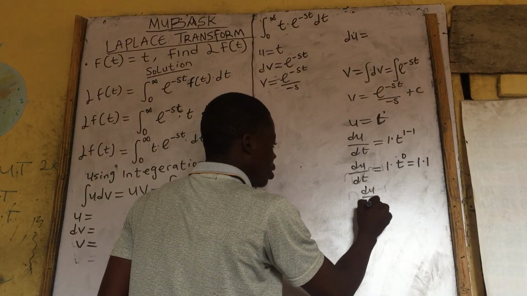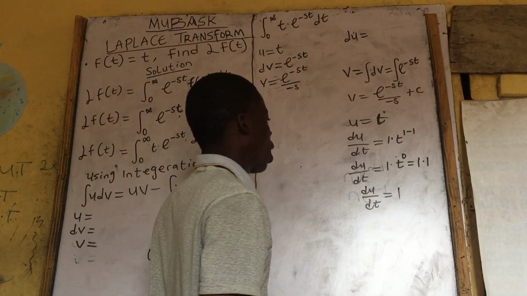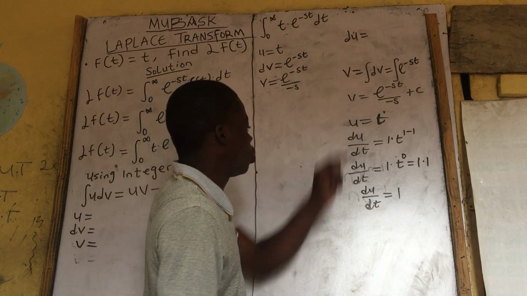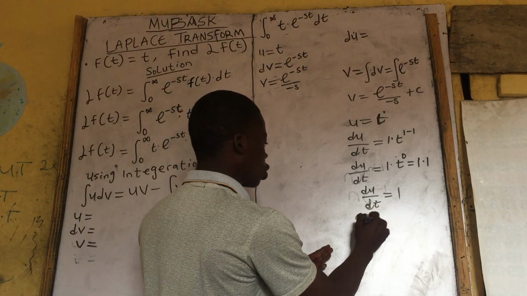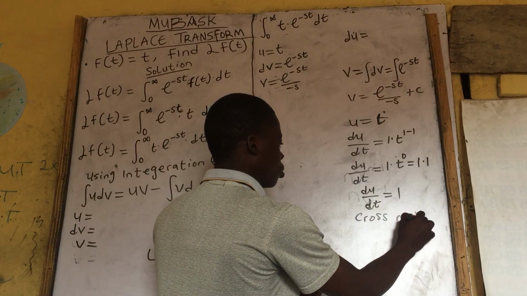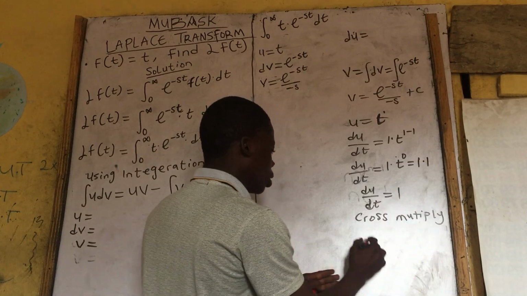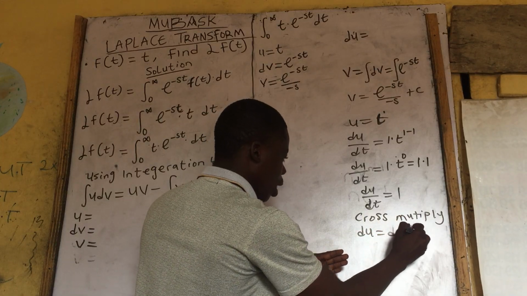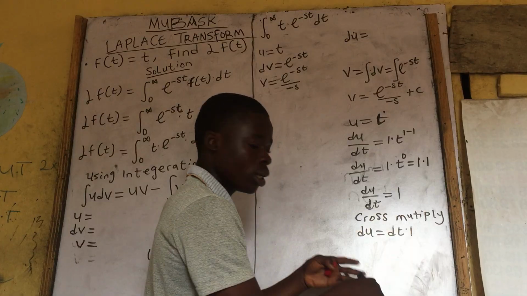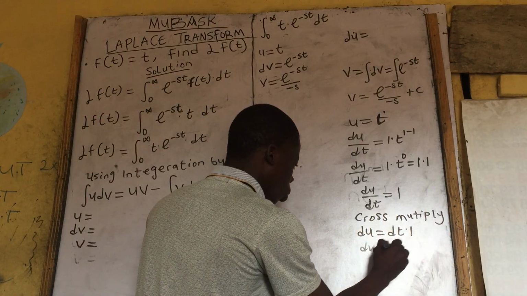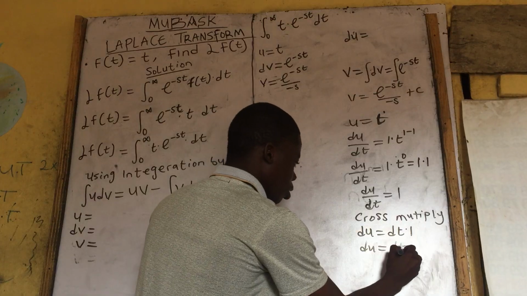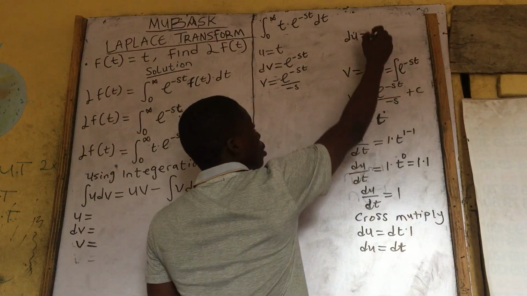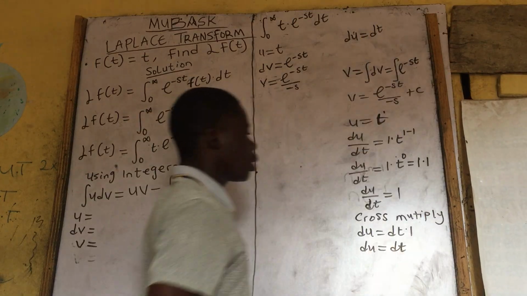So du all over dt is now equal to 1. But don't forget, we are looking for our du. So the next step, we should cross multiply. By cross multiply, du equal to dt times 1. So dt times 1 will give us dt. So our du is now equal to dt.